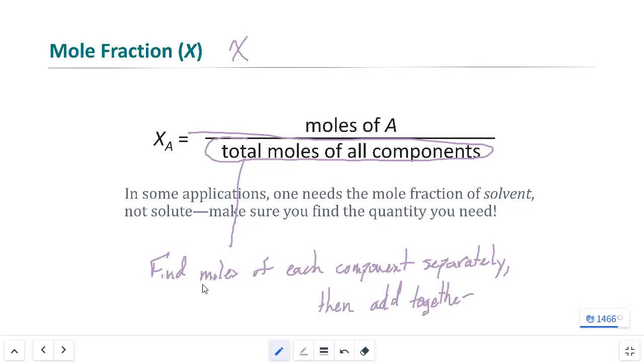Doesn't work that way. What you need to do is figure out, okay, I've got 30 grams of component A. How many moles is that? I've got 50 grams of component B. How many moles is that? Figure out the moles separately, then add them together. You can't try to combine it all into one quick step. Doesn't work.